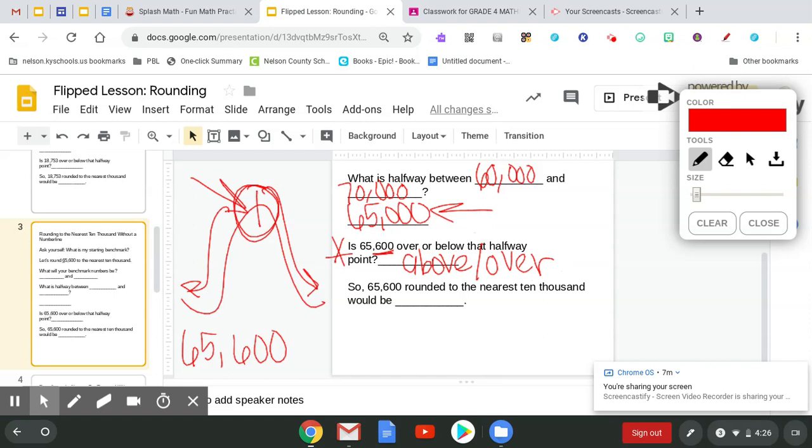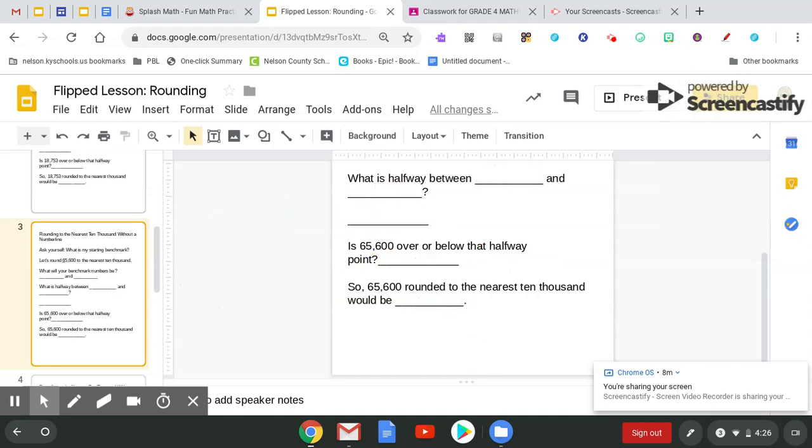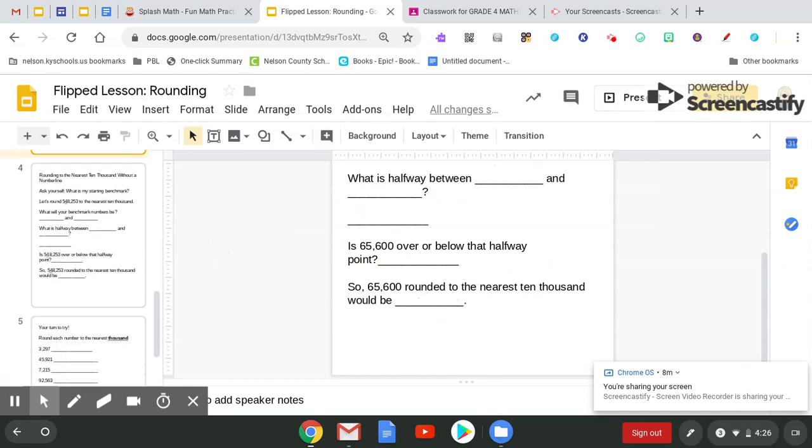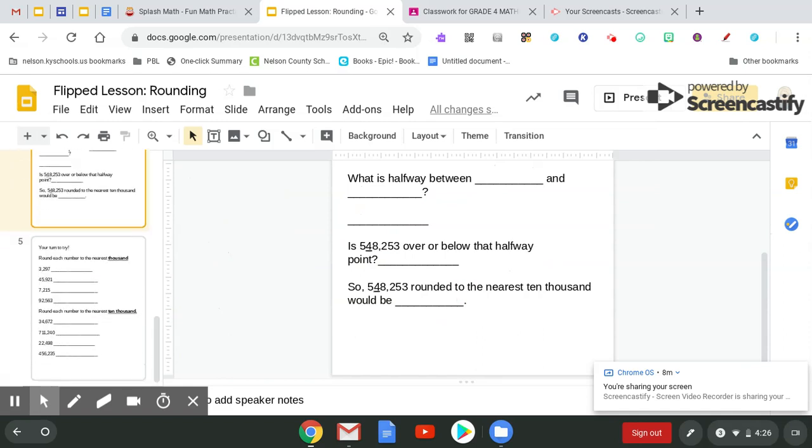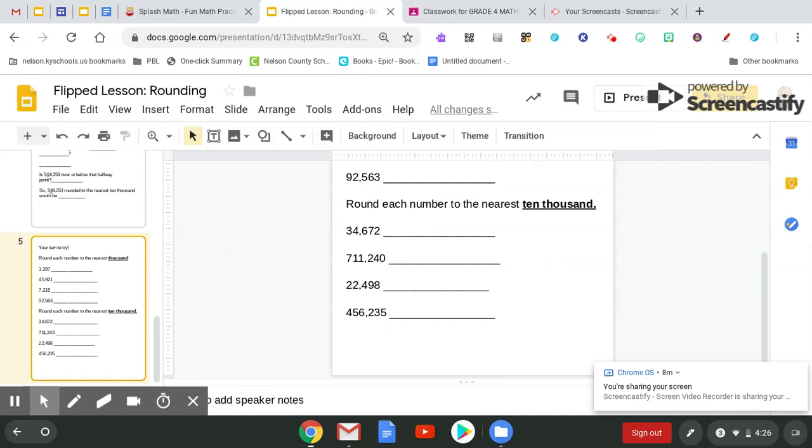So because of that, anything over that halfway point will round up to the next benchmark number. 65,600 rounded to the nearest 10,000 would be 70,000. So now you are going to complete the next slide on your own, just like before. And after that, you'll be doing a few individual practice problems. Once you're finished with this, turn it in and you are finished with this center.